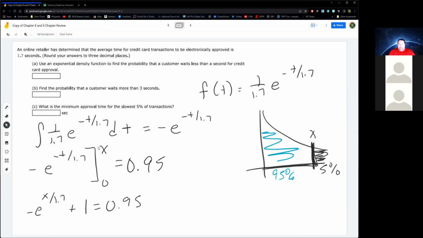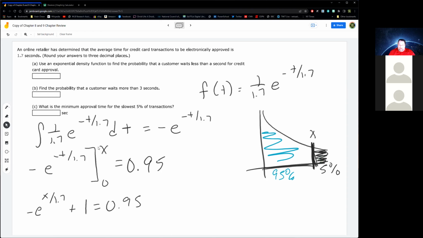Because I have the 0, which is going to give me 1. So instead of having to deal with the infinity side of it, although it doesn't really make much difference because I'm going to bring the 1 over. Oh, I guess it's just the way that it's worded. So they're saying, for the slowest 5% of transactions, what's the fastest those slowest will run? What's the minimum approval time?